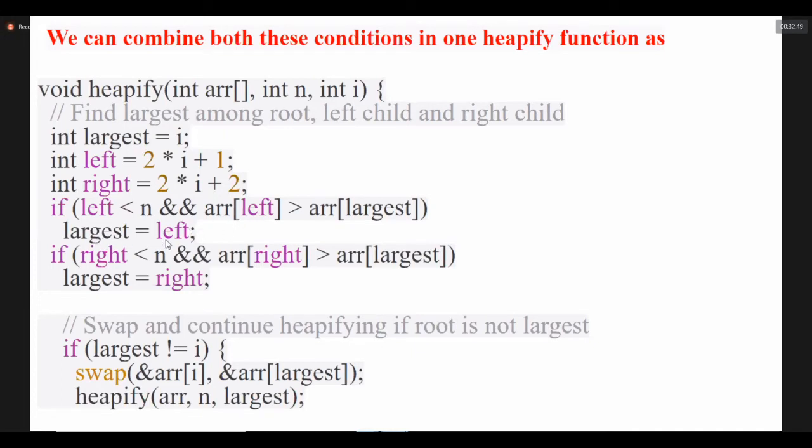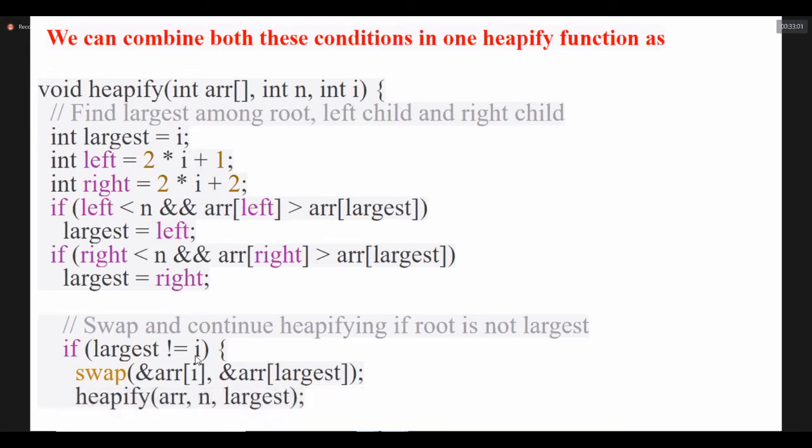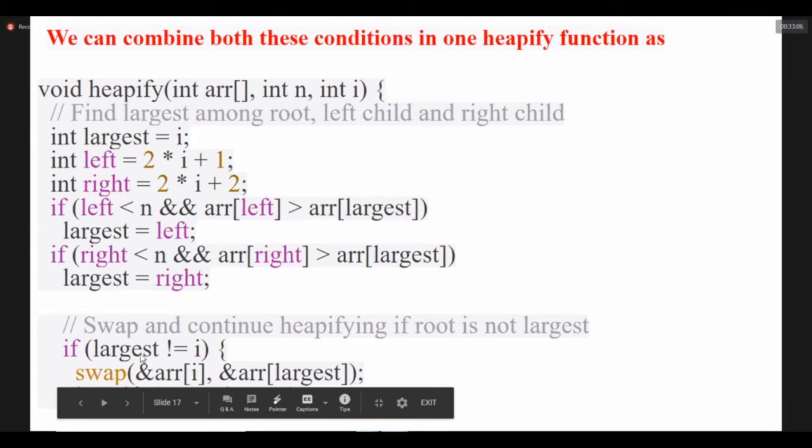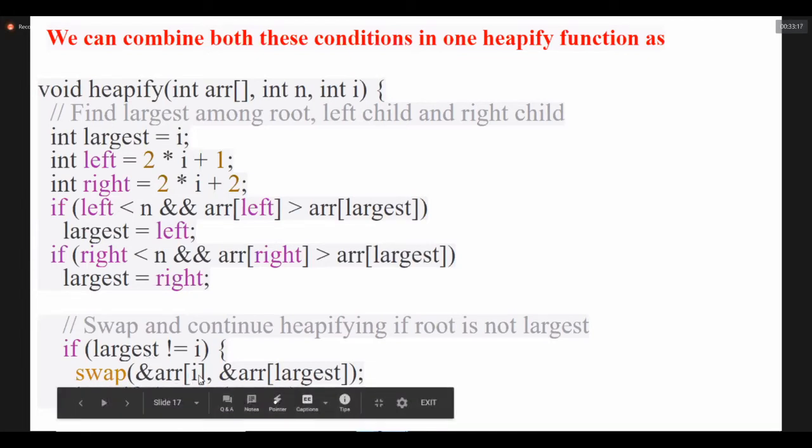Okay, if left is largest, what is the largest value? Left index. If the right is largest, what is the largest value? Right index. So largest not equal to I means the root is not the largest value, so the largest is updated. If any child is largest, the largest becomes either left or right. That's why, if any child is largest, we swap the root with the corresponding left or right child. That is the third if condition.